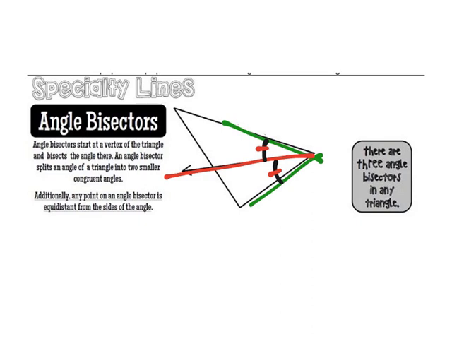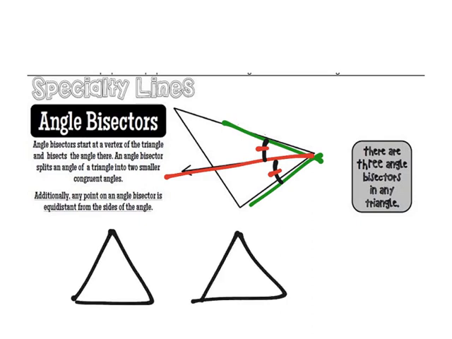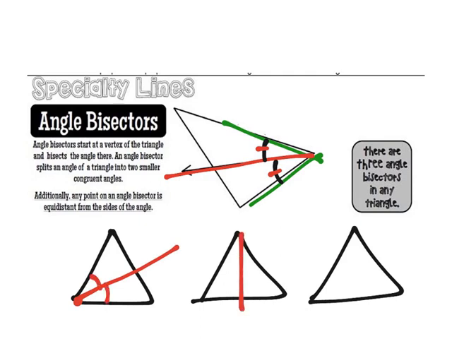There are three angle bisectors in any triangle, and let's look at what that means. Let's draw three different triangles. Let's say they're all, in fact, the same triangle. I can have an angle bisector come from this vertex and form two congruent angles. I can have an angle bisector come from here on this side and form two congruent angles. Or I could have it come from this side and form two congruent angles here and here. So, three different bisectors in any triangle.